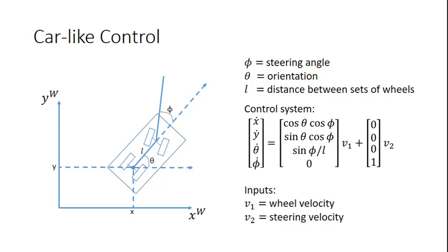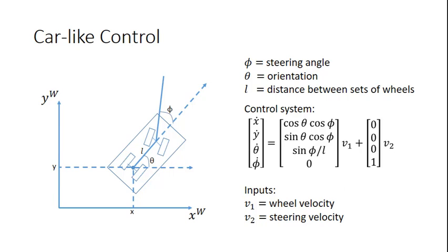And so over here on the right-hand side, the farmost term, we've got this 4x1 vector 0, 0, 0, 1, and then v2, which is the steering velocity. So the reason that we have a 0, 0, 0, 1 vector here is that the steering velocity doesn't really affect x dot, y dot, or theta dot. So even though the phi itself is in these values, phi dot doesn't actually affect it.